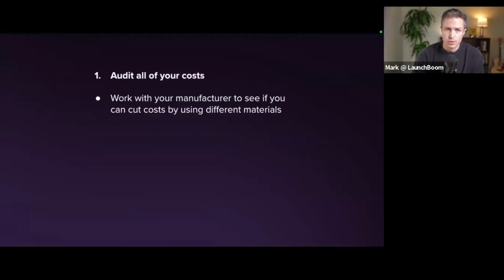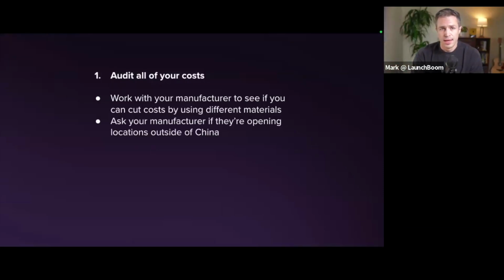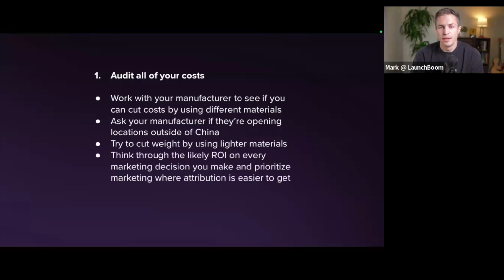So, auditing all of your costs, just really quick, some tips. Work with your manufacturers, and see if you can cut costs by using different materials. Ask your manufacturer if they're opening locations outside of China. There are already manufacturers that have been doing this, in anticipation of the tariffs coming, so ask your manufacturer if that is happening. At the same time, I understand that it sounds like a somewhat oversimplistic strategy, but it is worth exploring that option. Try to cut weight by using lighter materials, and think through the ROI on every marketing decision you make. Again, you should be doing all these things anyway, but this is just a moment in time when you should really, really focus on this.